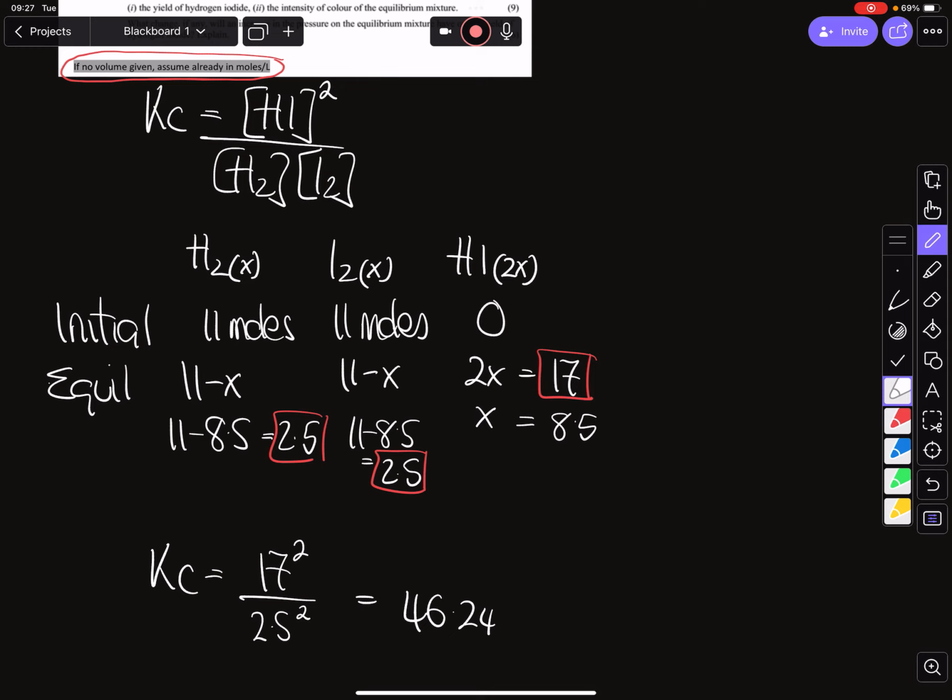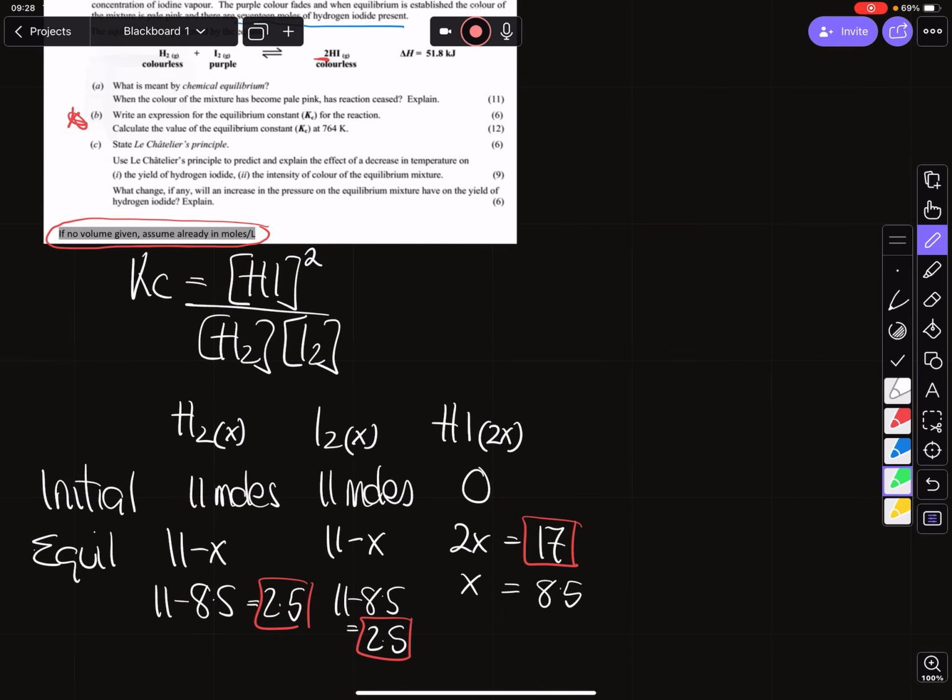Technically, because of the way the question is set up, there's only 2 significant figures throughout it, so 46 would be your answer for this. Again, always check that you've answered the question asked. This particular question was very straightforward, because it's only asking you the value of your equilibrium constant, but always double check that you've answered the question asked.